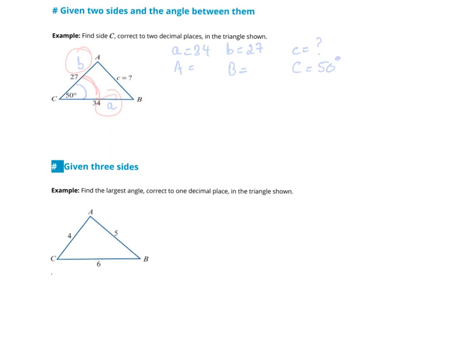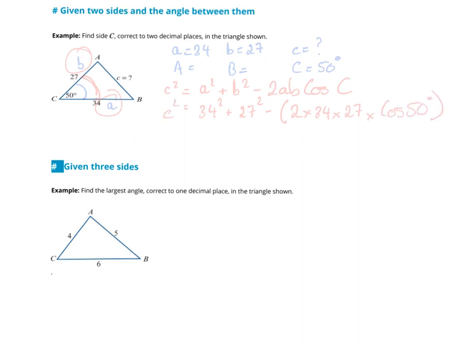Let's write our rule out again. C squared is equal to A squared plus B squared minus 2 times A times B times cos of C. Let's put in what we know. So we have 34 squared plus 27 squared minus, now, I usually put this in a bracket when I put it into my calculator, 2 times 34 times 27 times cos of 50 degrees.